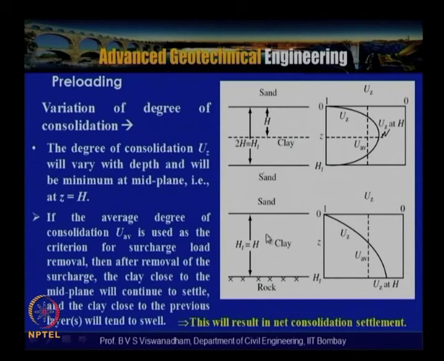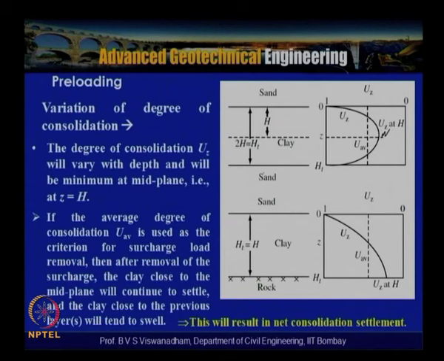So in case of one way drainage, you can see that this is the isochrone at any time T after placement of the fill, and this is the bottom base where the impervious layer is there. Or if you are having another clay layer, it is at that particular plane. And in this case HD is equal to H because the drainage path is such that water flows in this direction only, as water cannot go through the rock or impervious medium. So this much portion is already dissipated, and this is the midplane consolidation here as UZ at Z is equal to H. So the degree of consolidation UZ will vary with depth and will be minimum at midplane, that is at Z is equal to H.